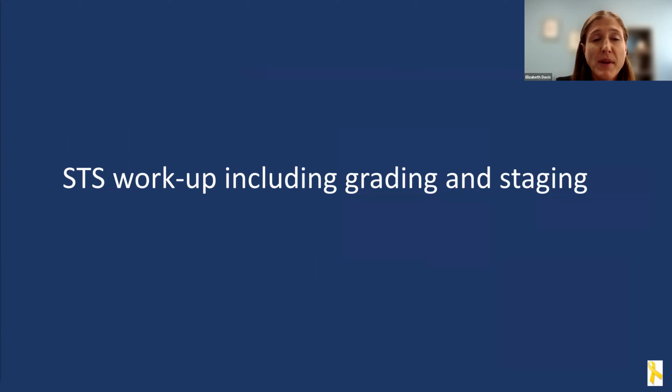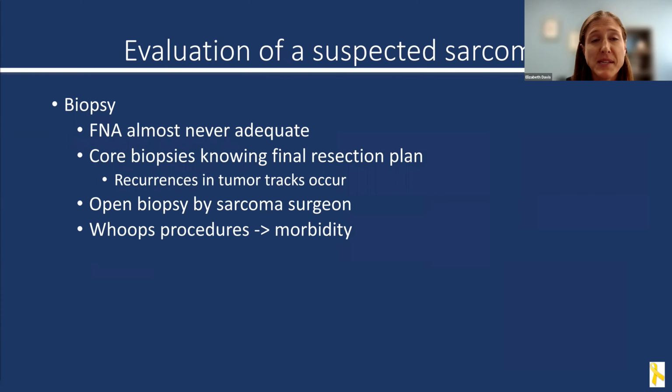So how do we work up a suspected sarcoma? First and foremost, we start with a biopsy, and it's important to understand that FNA will almost never yield us a diagnosis. There's just not enough tissue within an FNA to give us all the information that we need. So core biopsy really is the gold standard for diagnosing sarcoma.